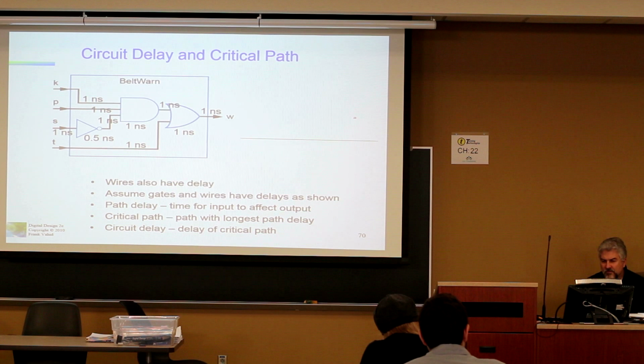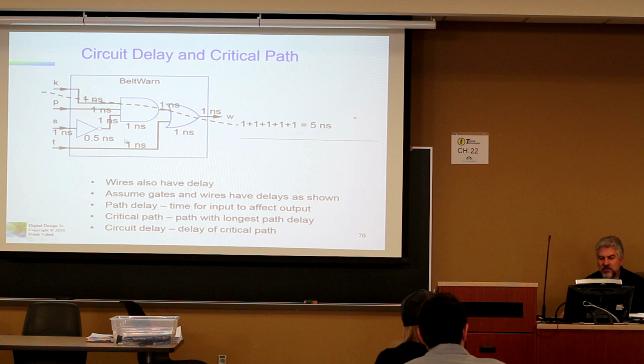If I were to look at these signals, and I were to see the longest path through it, it would be which one? Well, actually, I believe it would be this one, right? S is 1 nanosecond plus 5 nanoseconds through this gate, plus 1 nanosecond through the wire, plus 1 nanosecond through the gate, plus 1 nanosecond through that wire, plus 1 nanosecond through the gate, plus 1 nanosecond through there is 1, 2, 3, 4, 5, 6.5. Compare that with K, which is 1, 2, 3, 4, 5.